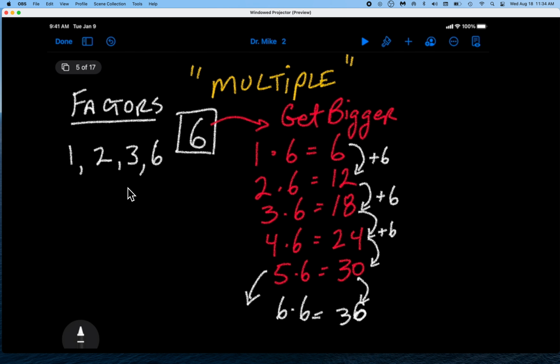So to review, factors, like a factory which creates things, factors create the number in the box. Multiples make the number in the box bigger. 2 ways to get multiples. We start with 1 times the number in the box. We keep going, 2 times the number, 3 times the number, etc. Or we count by the number in the box, starting with the number itself. 6, 12, 18, 24, 30, 36. Let's do another one.